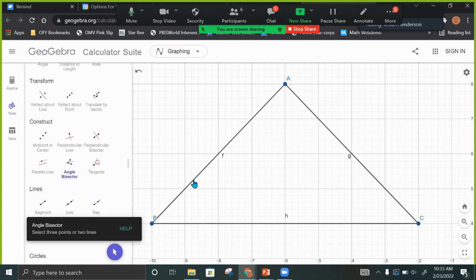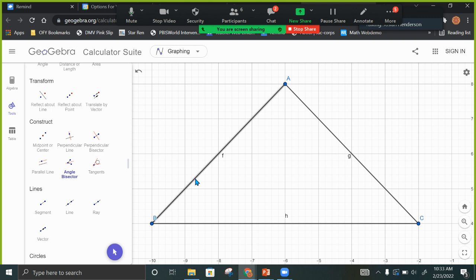And we have to click on 2 lines or else it's going to undo and reset. So I click on my left top line like you were doing. Then I click on the next line below it. And it's going to cut angle B right in half. So this little angle on the top is equal to the angle below it.